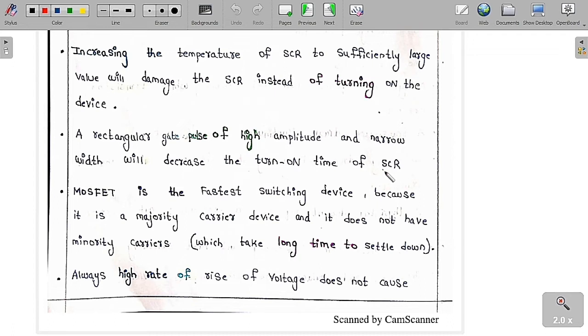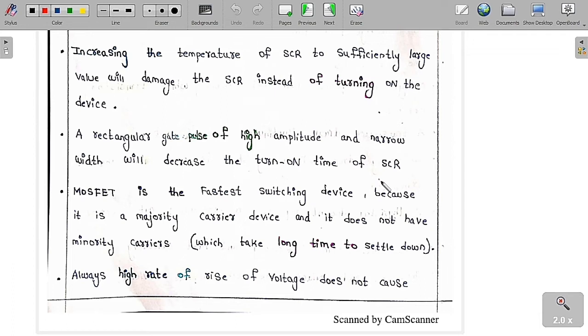A rectangular gate pulse of high amplitude and narrow width will decrease the turn on time of the SCR. If you use a gate pulse of very high amplitude but narrow width, the turn on time is going to decrease, so it is going to become very fast. So if you have a very high amplitude of gate current with a narrow width, then we are going to decrease the turn on time, meaning it is going to come into on position in a very small amount of time.